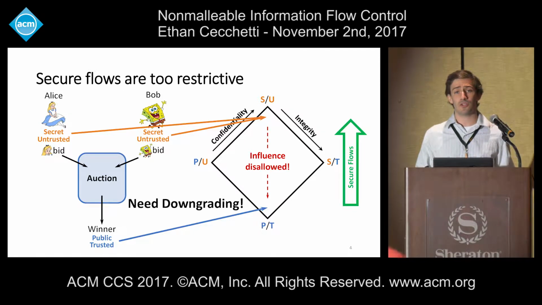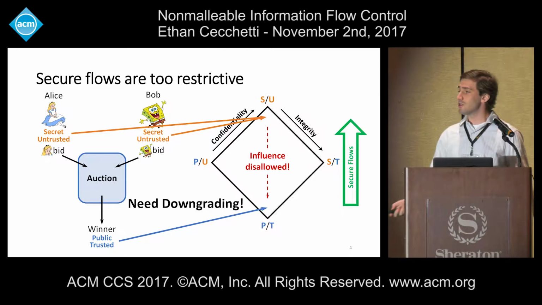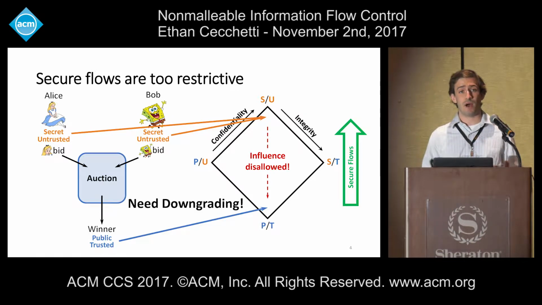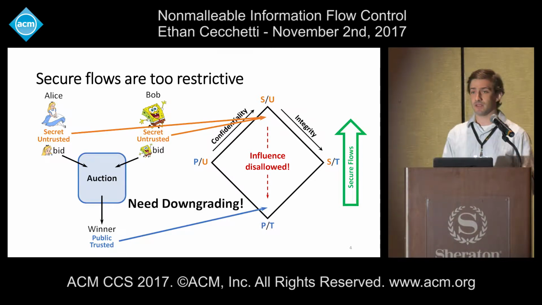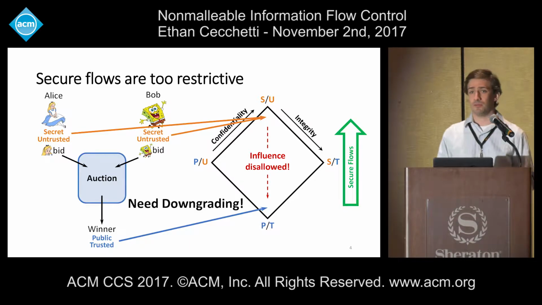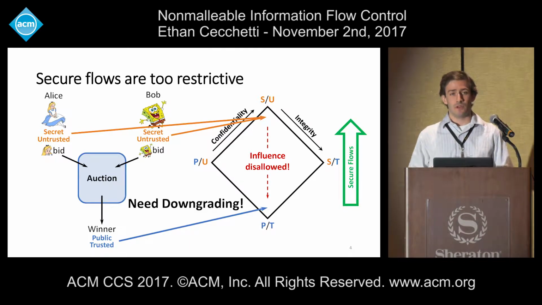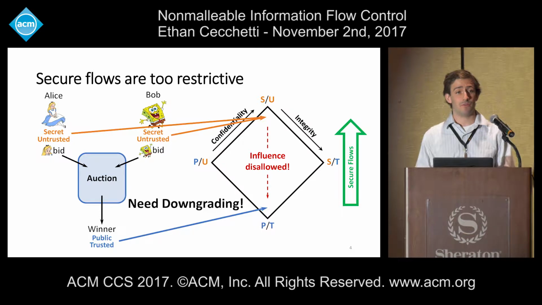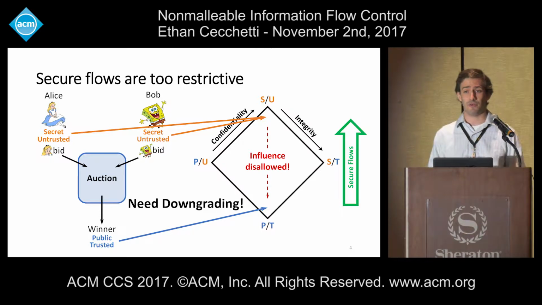it's a sealed bid auction, so we don't want Alice and Bob to be able to read each other's bids at the beginning, so we'll need to label those as secret. We also can't trust Alice and Bob. We assume they might cheat if given the opportunity, so we want to label their bids as untrusted as well. This secret and untrusted label lands at the top of the lattice, which means that it's a highly restrictive label. There's very little that this data can influence.